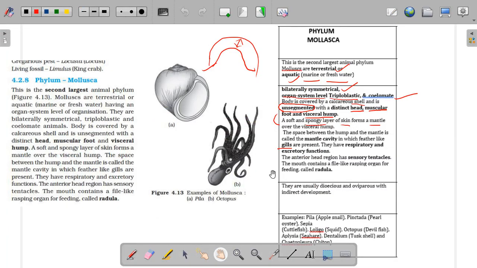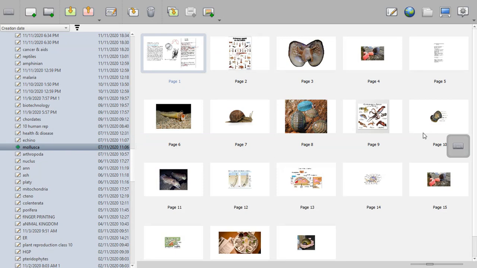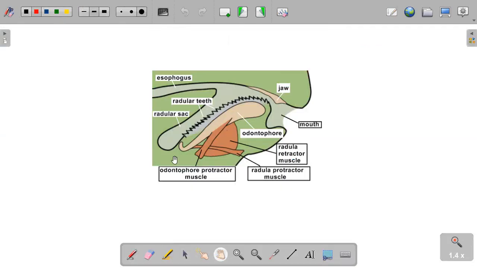The anterior head region has sensory tentacles. The mouth contains file-like rasping organs for feeding, and they are called radula. Look at this picture right over here. They have the mouth part of these. You can see they have teeth that are very sharp, and these are called radular teeth. They are meant for chewing or cutting the prey into pieces.